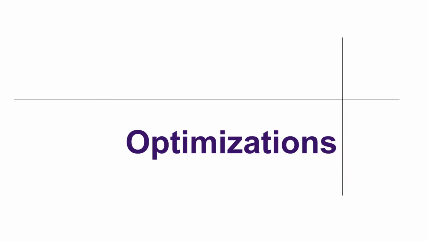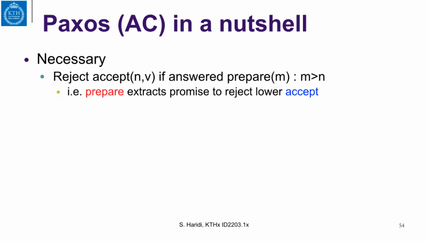Now let us look at some optimization of these bare bone algorithms that we just presented. The first thing that you have to learn is that Paxos, or abortable consensus, as we just presented, has one necessary condition. What is the necessary condition here? It is that an acceptor rejects an accept request with N and V if he has already answered a prepare M that is higher than N, because he has promised not to accept any proposal less than N. If you remember, prepare extracts promises to reject lower accepts.